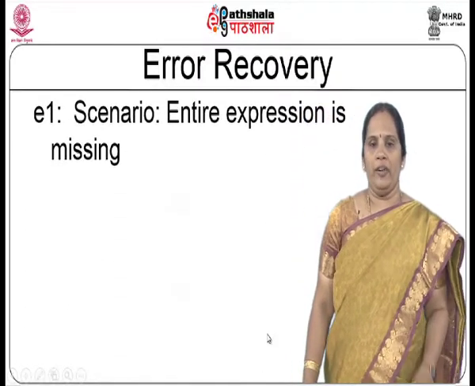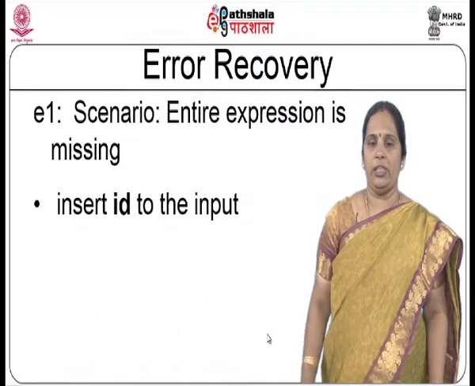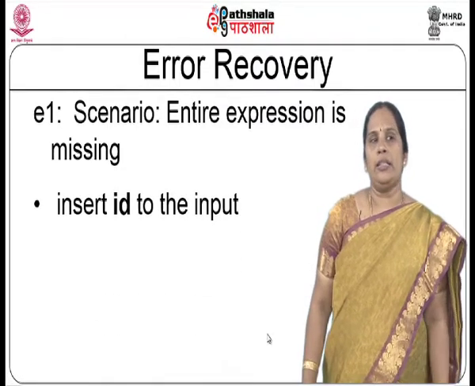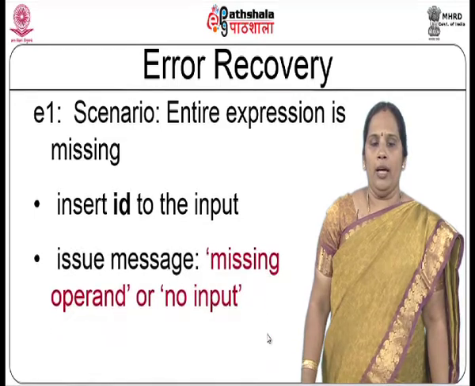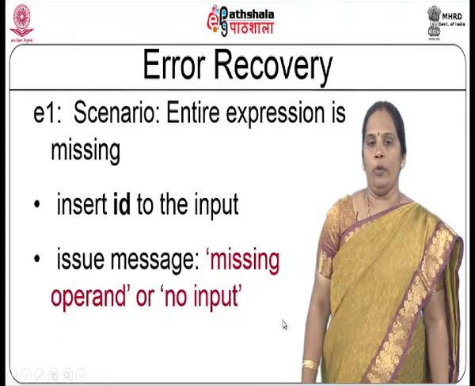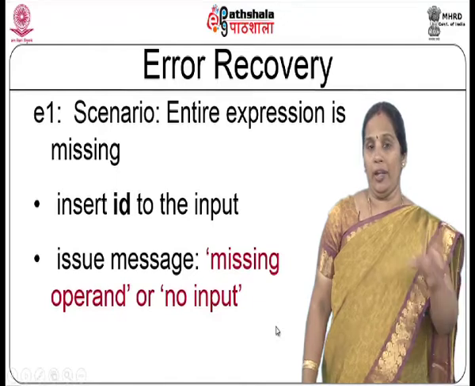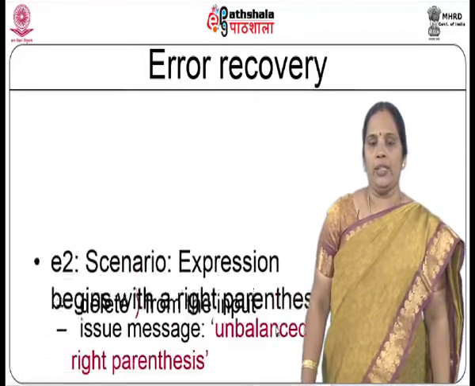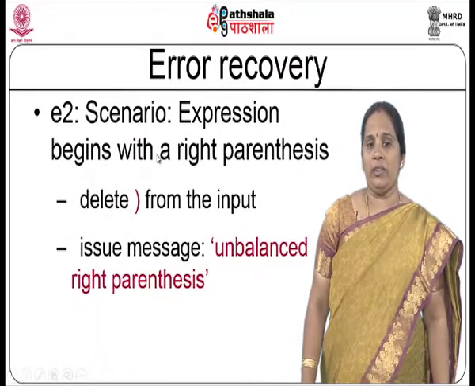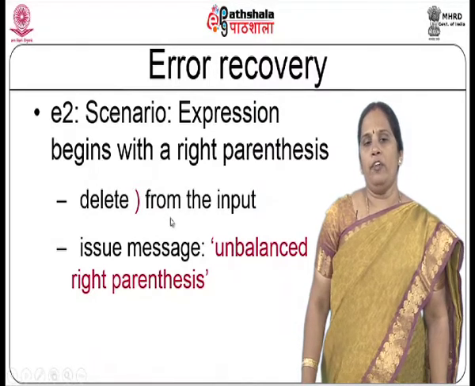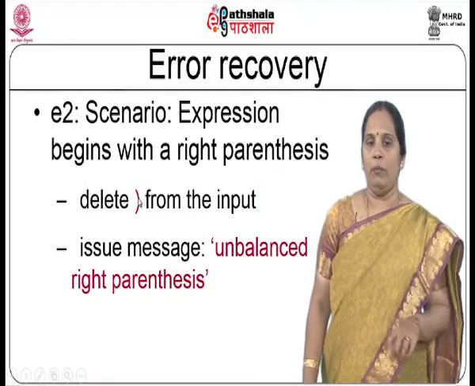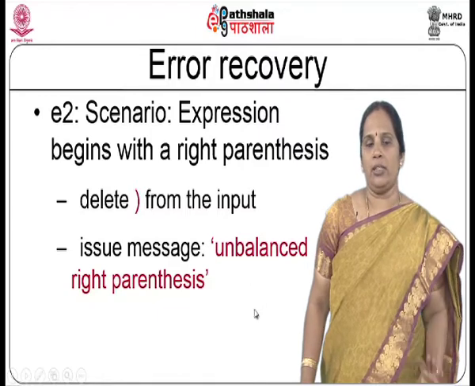So, the first scenario is that the entire expression is missing. How do I recover? Insert ID into the input and issue a message: missing operand or no input. That is the first scenario, the dollar and dollar situation. The next scenario is an expression that begins with the right parenthesis. Therefore, you delete the close parenthesis from the input and issue the message: unbalanced right parenthesis.